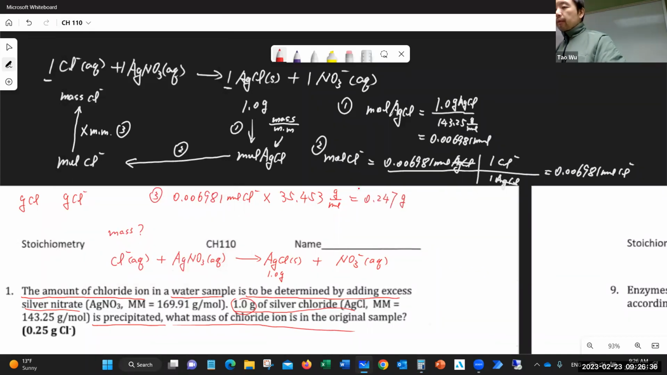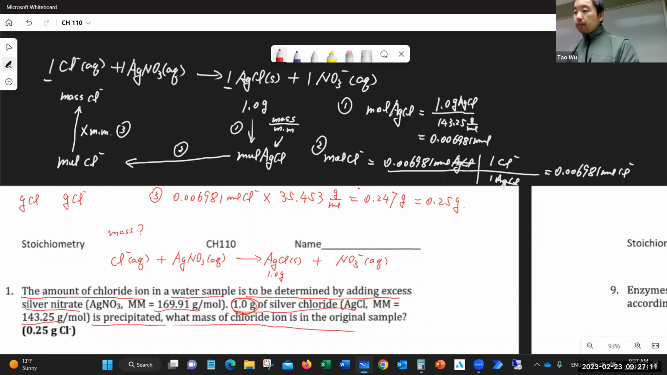And this is in gram. Then if you look at sig figs, the question only gave us one number. The molar mass will not count for the sig figs. Only the 1.0 gram, so the question gave you two sig figs. So you're going to keep two sig figs. The answer will be 0.25 gram. That's it. So you're going to have several steps for the stoichiometry.